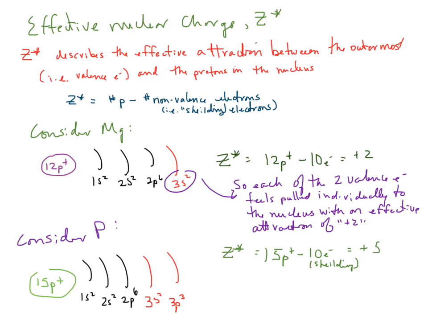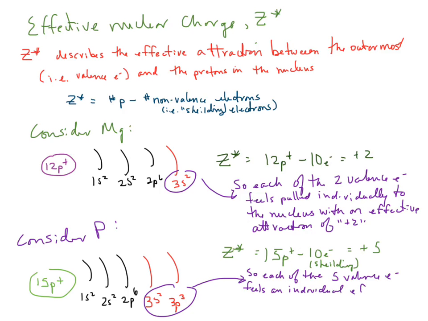Then it has 5 valence electrons, found with 2 in the 3s subshell and 3 in the 3p subshell. The effective nuclear charge for those 5 valence electrons looks like this: you take 15 protons and subtract the non-valence electrons, 10. So +5 is the effective nuclear charge. What does that mean? Those 5 valence electrons are individually being drawn not with an effective attraction of +2, but with an effective attraction of +5.